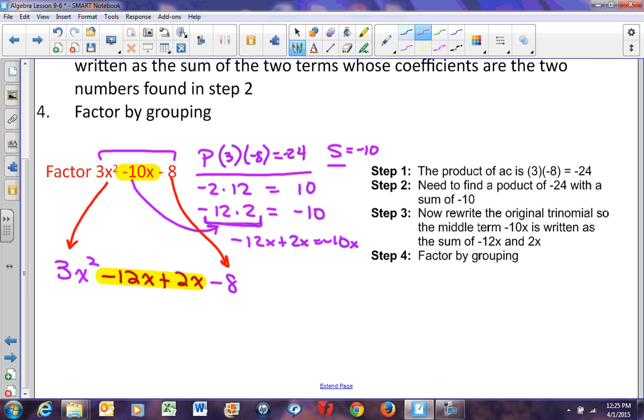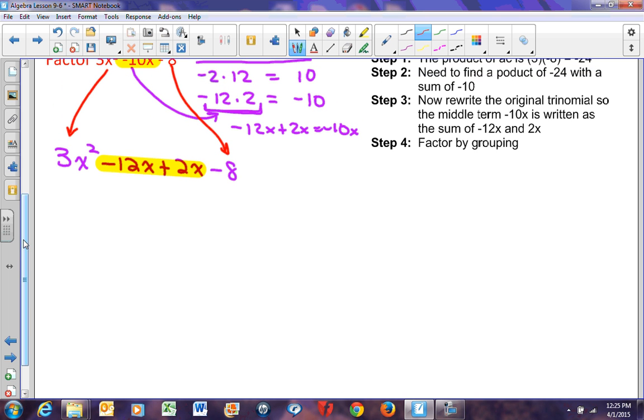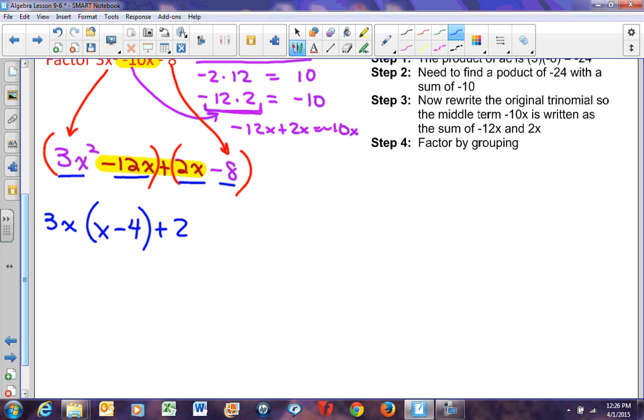I always factor first two, last two. So I'm going to put a parenthesis around the first two terms, and a parenthesis around the last two terms. There always needs to be a plus in the middle. If there's not a plus in the middle, change it to add the opposite, so there is a plus in between these. Then we look for the common factor of 3x squared minus 12x. I can take a 3x out of that. If I divide a 3x out of that, I'm left with x minus 4. And I have my plus sign. What's the common term of 2x and minus 8? It's 2. And I'm left with x minus 4.